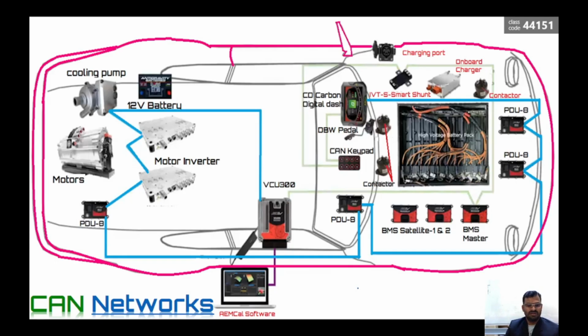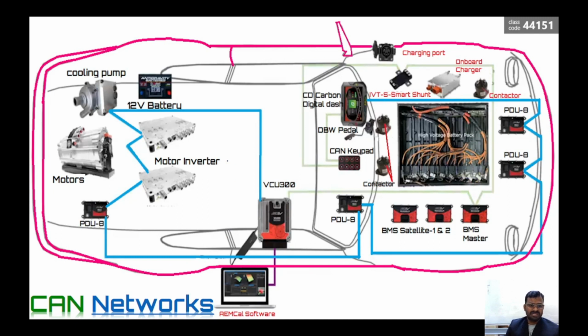The next important part is a CAN network, which is going to act as a communication network for this EV system. So we have a controller and other accessories like PDU units, and the PDU units are connected to the motor inverters and the cooling pump and all those things. So all these will be connected to this microcontroller based VCU 300, and this VCU 300 is going to connect all these PDUs through this CAN network.